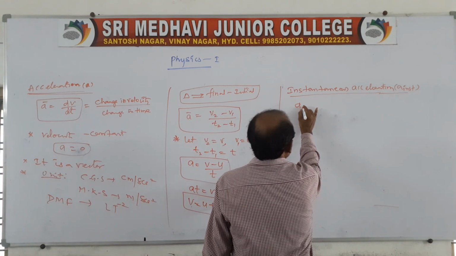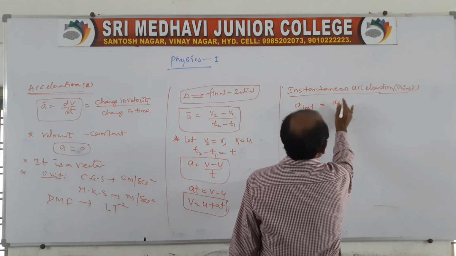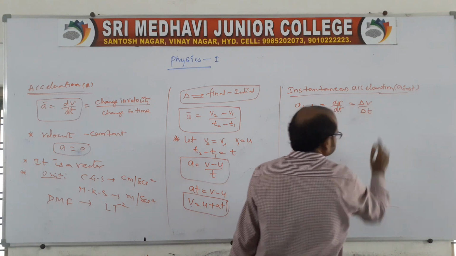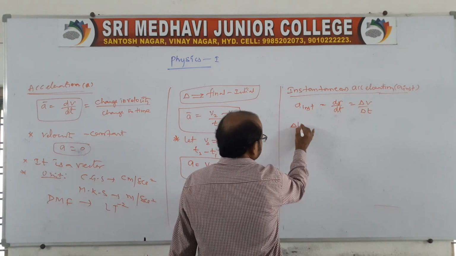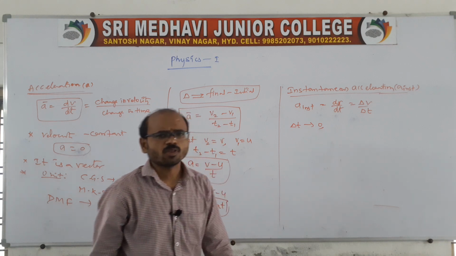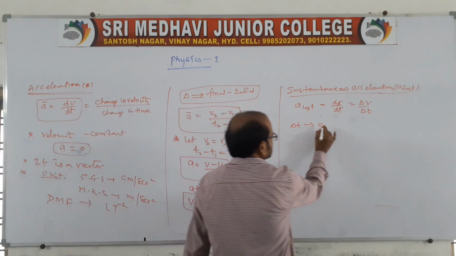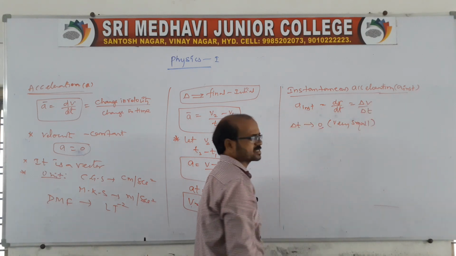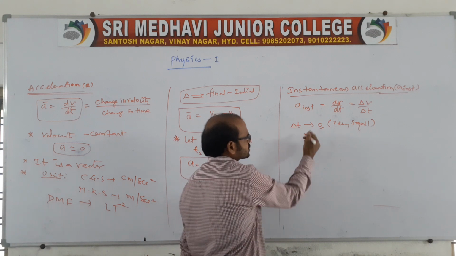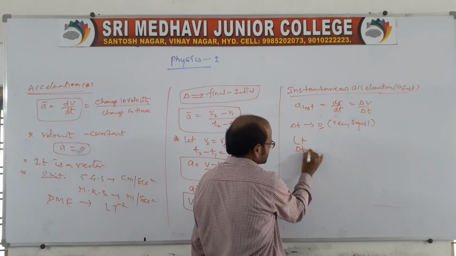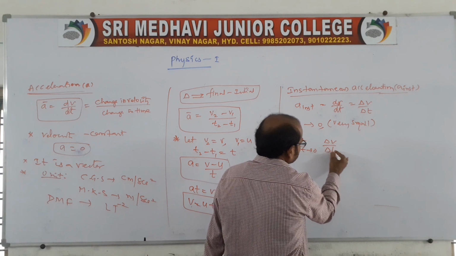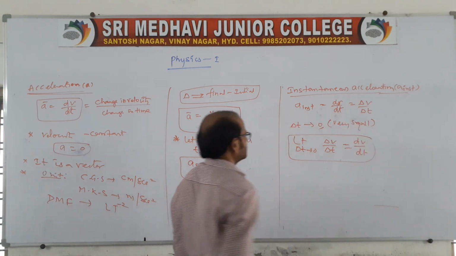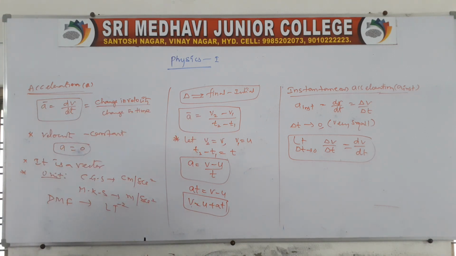Here, a-inst is equal to dv by dt, that is equal to delta v by delta t. Suppose in this situation delta t tends to 0, it is very small. In this case the change in velocity is also very small. Therefore, limit delta t tends to 0, delta v by delta t is equal to dv by dt. This is, in general, the instantaneous acceleration.